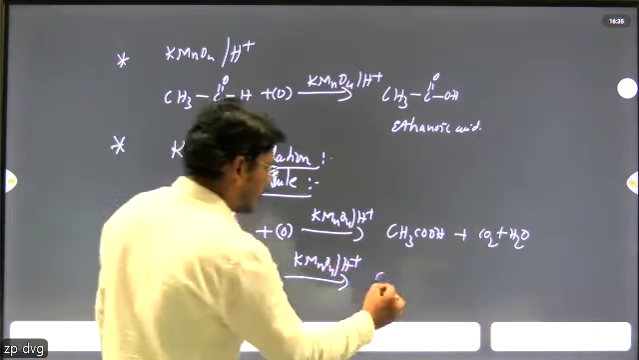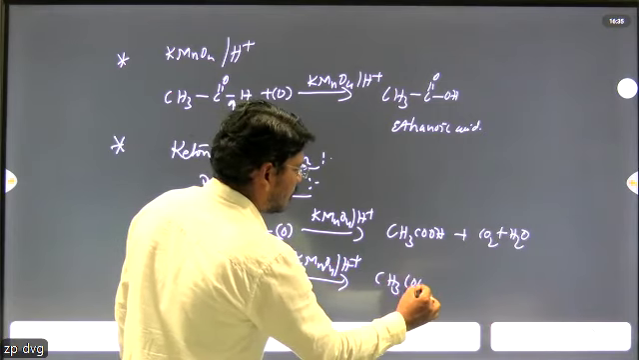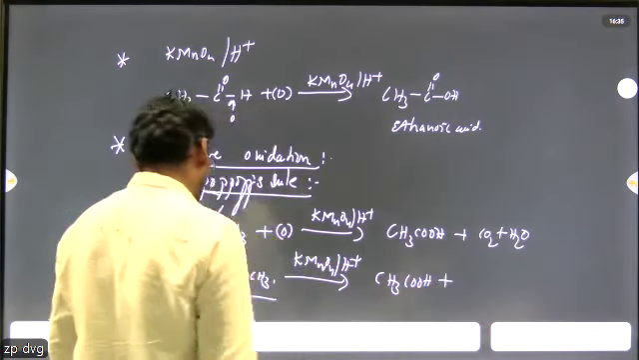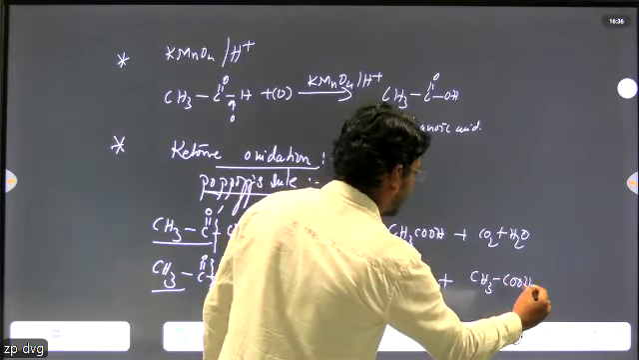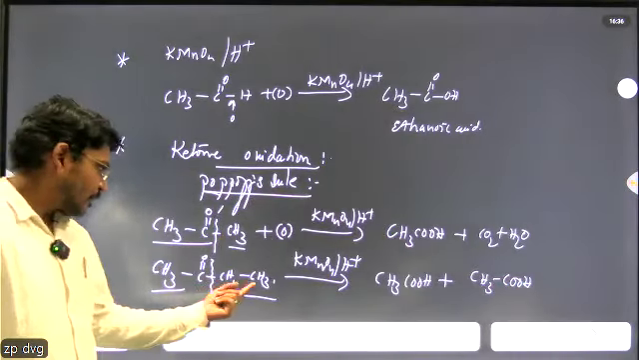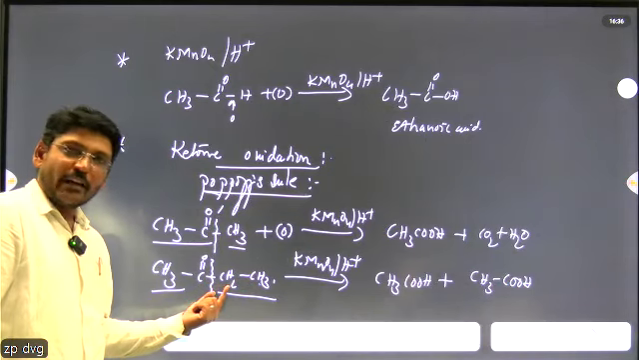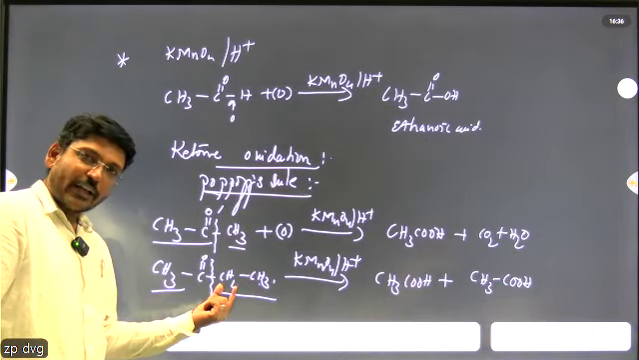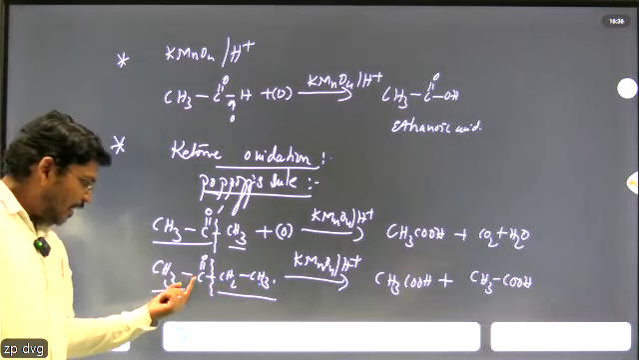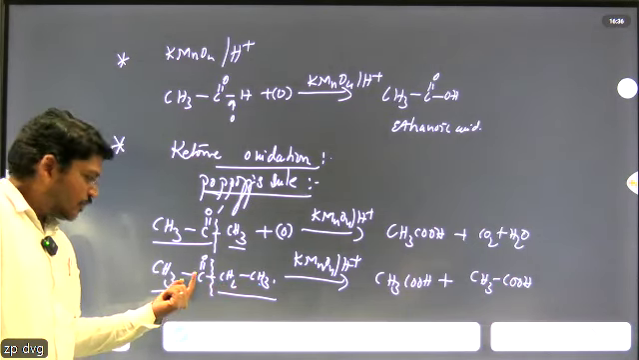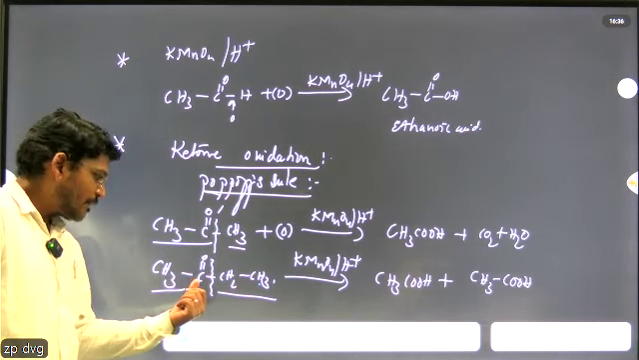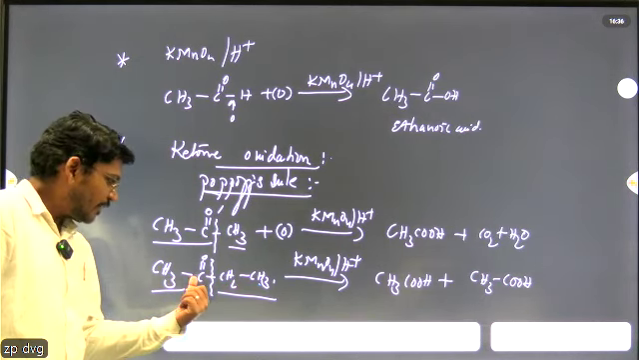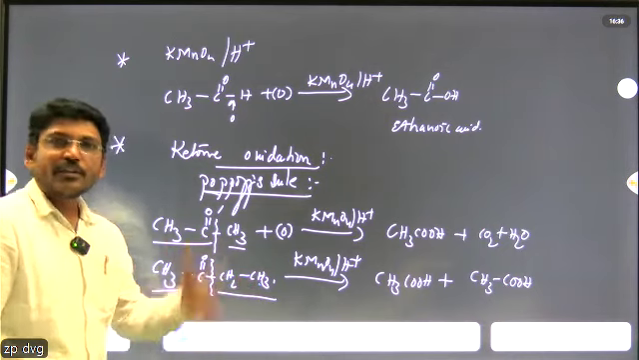CH3 COOH and one more CH3 COOH. Observe here, there is a CH3 CH2, so this one is converted into a carboxylic acid group COOH. Here it already contains one carbonyl group, so for this carbonyl group, addition of an OH group takes place. Addition of an oxygen atom gives CH3 COOH, and this one also becomes CH3 COOH.